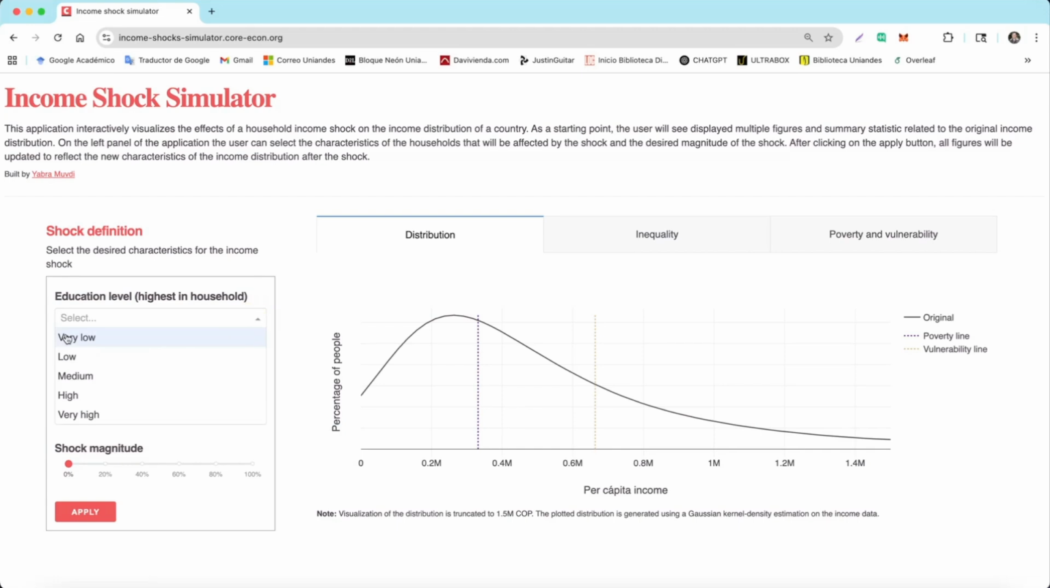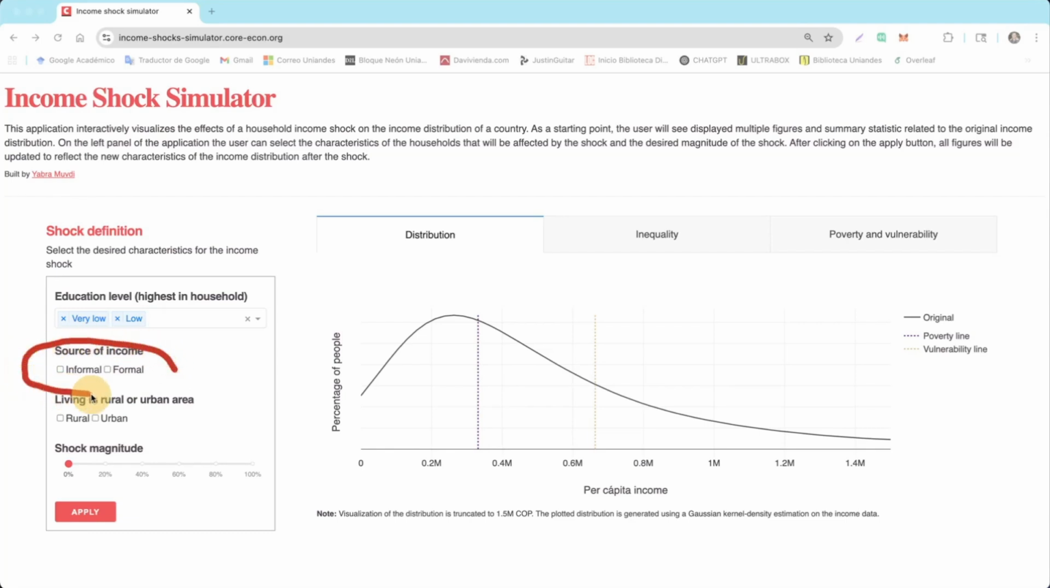For example, if you carefully select the categories of very low and low, you are effectively choosing a specific segment of households where the highest educational level attained by any member does not exceed primary school education, which is a fundamental level of schooling.